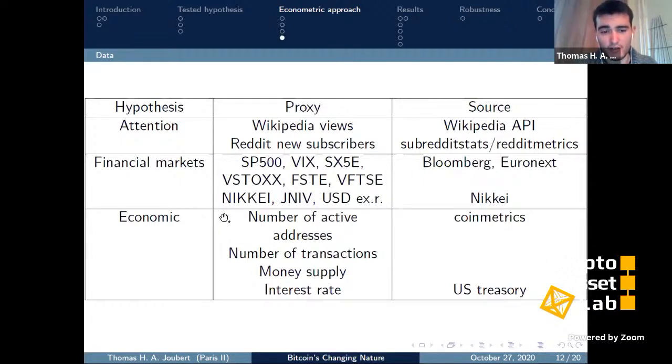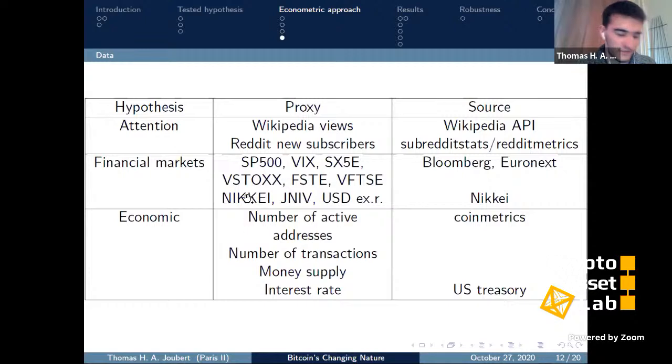Finally, for the economic hypothesis, I consider the price level of the economy to be stable because the periods of study are quite short. And I use the number of active addresses and the number of transactions to proxy the number of goods that are effectively exchanged for cryptocurrencies. The money supply is provided by the blockchain itself, so it does not need proxies. And I use the US Treasury rates to proxy the current interest rates.